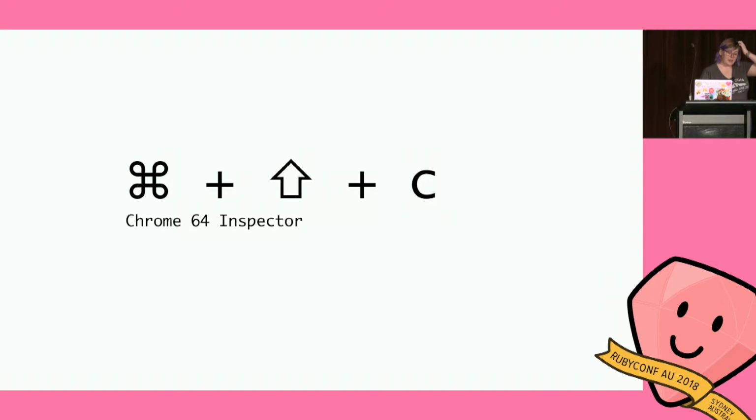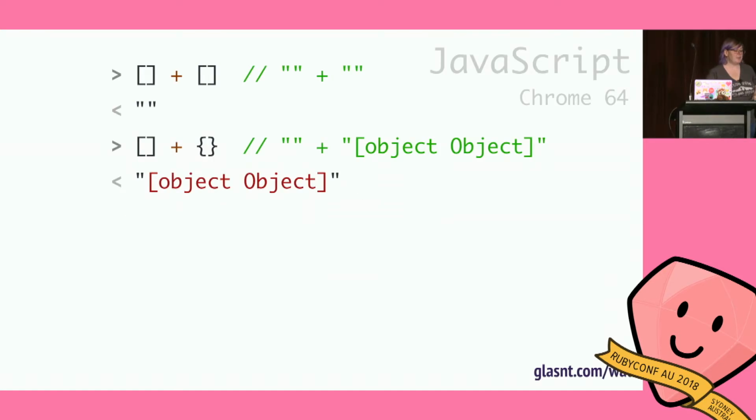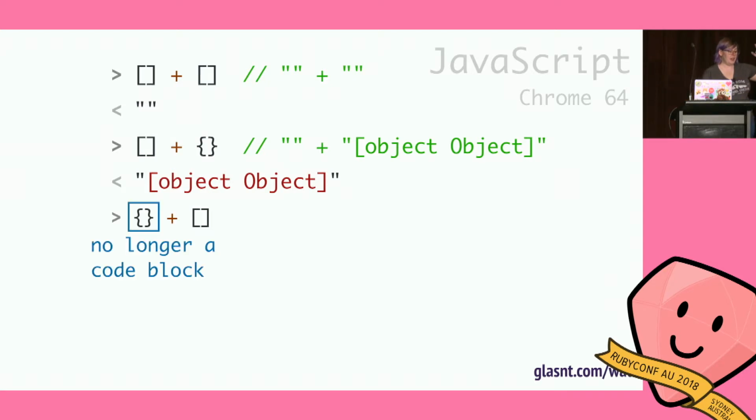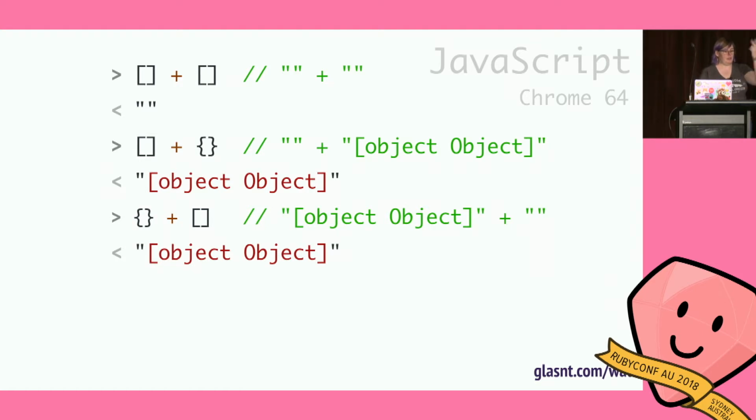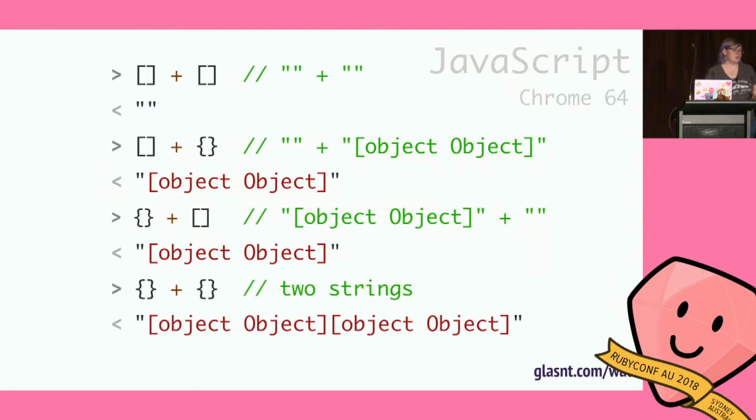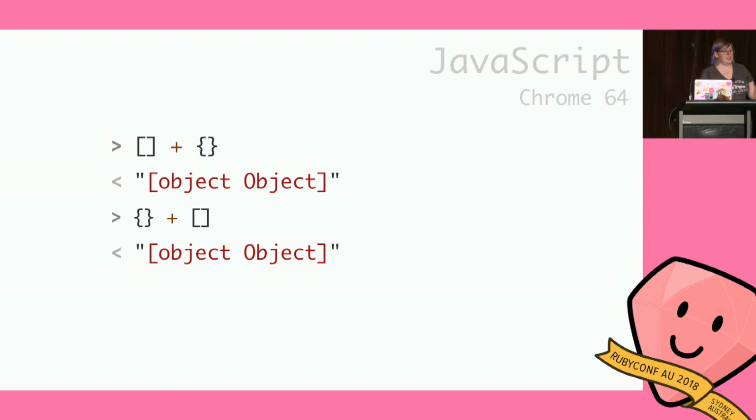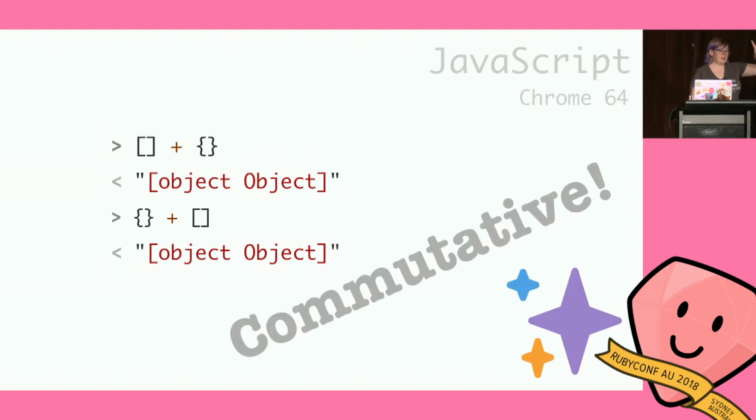But let's talk about JavaScript as of Chrome 64. The top two examples are exactly the same, except now if you're using the Chrome 64 inspector, this is no longer assumed to be a code block. It is assumed to be an empty object, which means that we're concatenating object, object, and empty string, which means we get the same result if they're flipped. And this second one is the same again, two strings, so you get object, object, object, object, which means that now these two operations, even if you flip which side of the plus the operands are on, they're the same. Which is awesome, because it's now commutative. Same forwards as backwards. Woo!